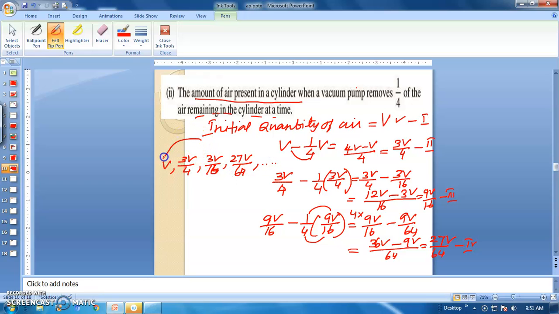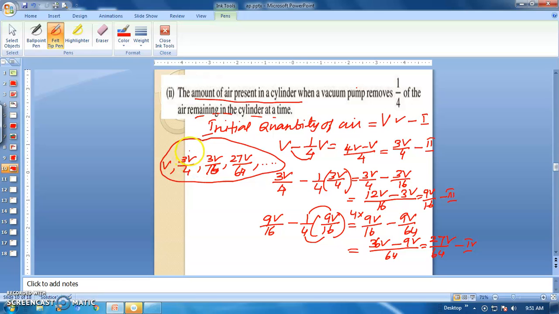Now we got a series like this, according to the given information. Now we are going to check whether it is an AP or not. How can we check? If the common difference is the same, that is an AP, otherwise not. Now how can you check the common difference?